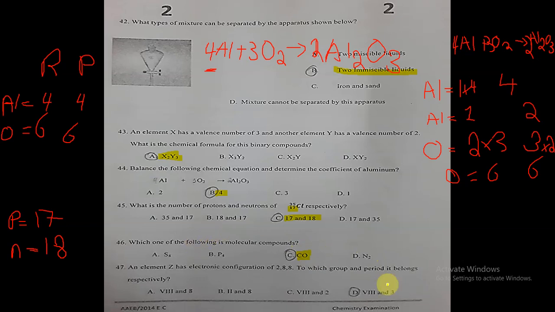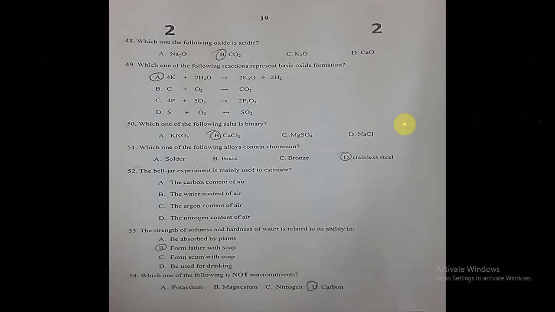Okay, now question number 47 is asking an element that has electronic configuration of 2, 8, 8, to which group and period it belongs respectively. First of all, what we have here, 1, 2, 3, that means period 3, and group 8. So that means D is the correct answer, group 8 and period number 3. Okay, now let's go to the next page.